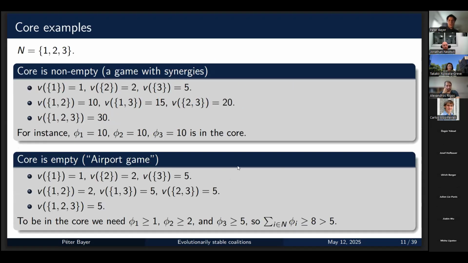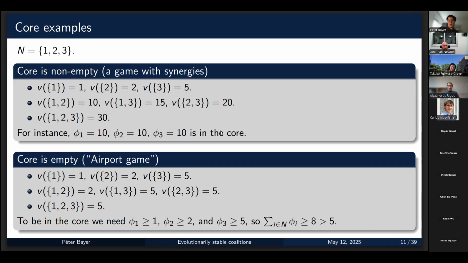Okay, quick example. This is a game where the core is non-empty. This is the original game that I showed you. 1 is worth 1, 2 is worth 2, 3 is worth 5. These are the pairwise values. This is the total value. And if I divide the grand coalition equally, everyone gets 10. That happens to be in the core. Every coalition will be satisfied.